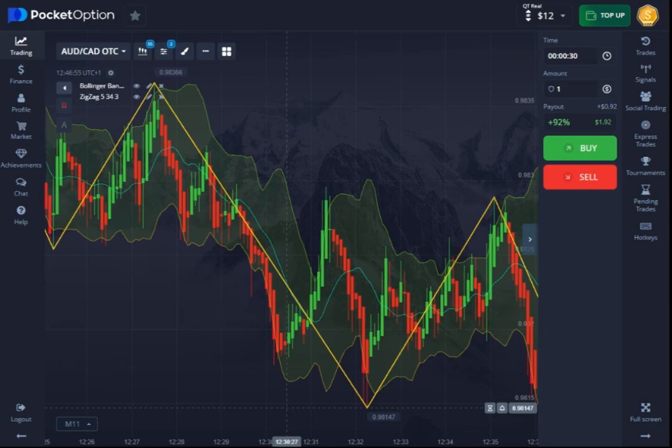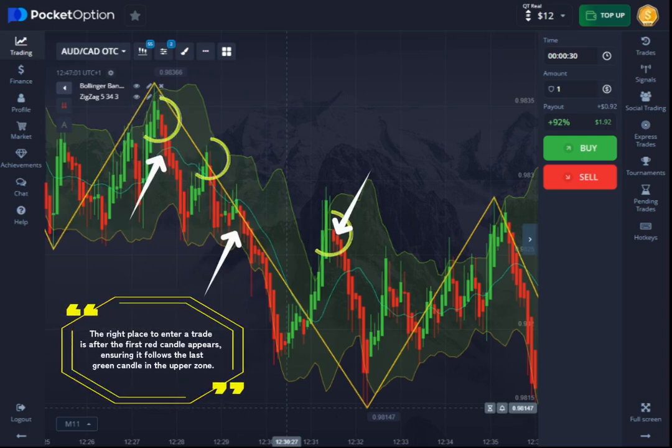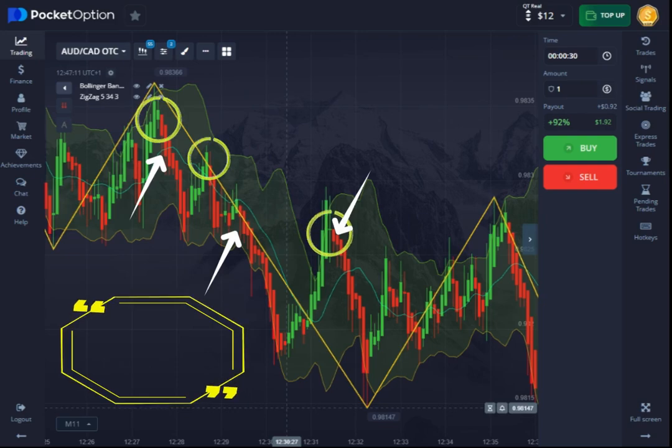Specifically, you'll look for green candles in the upper zone. When the first red candle appears, this serves as your potential entry signal. However, it's crucial that this red candle is within the upper zone, not the lower zone, as entering based on a candle outside the upper zone increases the risk of a false signal.